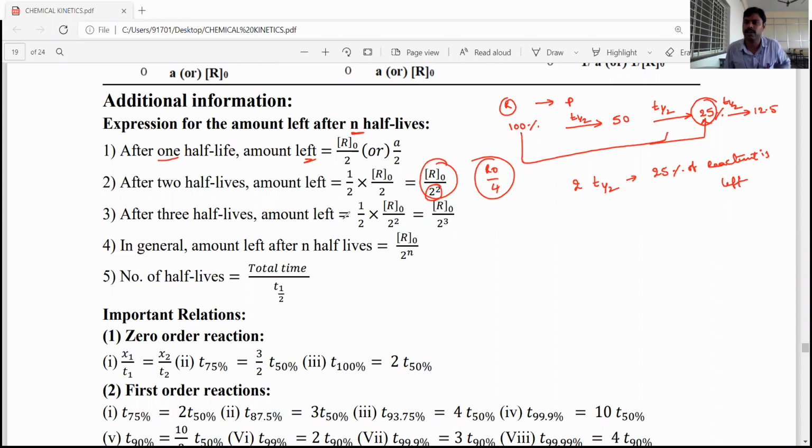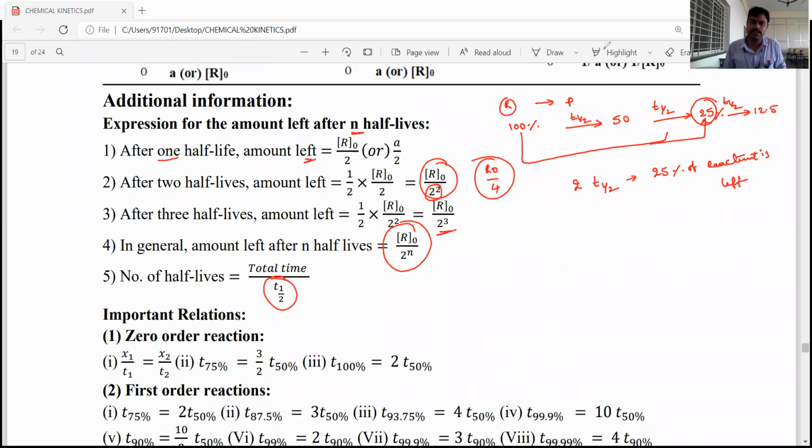In the same way, when three half-life periods are over, in first order kinetics the amount of reactant left is equal to R naught by 2 power 3. When n half-life periods are over, the amount of reactant left is equal to R naught by 2 power n. And if you want to calculate the number of half-life periods with respect to time, it is the total time divided by T half, dear students. Okay, these are some important relations.